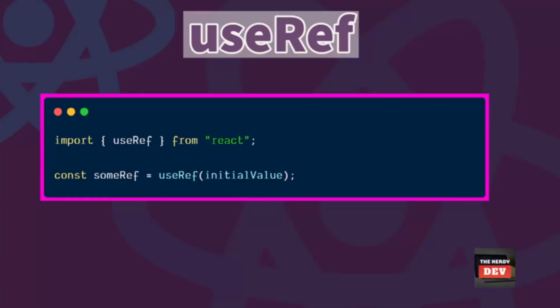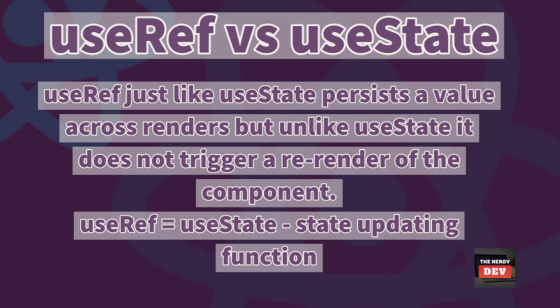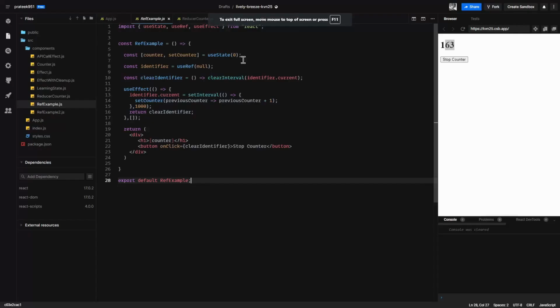Make sense? So this is the syntax for our useRef hook. It takes on some initial value and gives us a ref. Now the useRef hook is very similar to the useState hook in the sense that it persists a value across the renders, but unlike useState, it does not trigger a re-render of the component. So the useRef takes on an initial value, which in our example is null in the start, and it spits out an object with a current property. So keep in mind that the useRef hook is equivalent to the useState hook without the state updating function. So here is our ref with the current property, which I just mentioned.